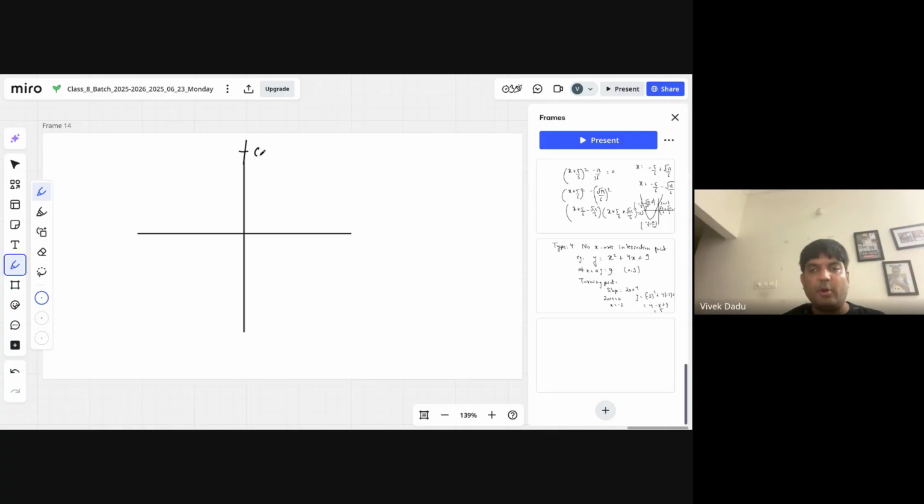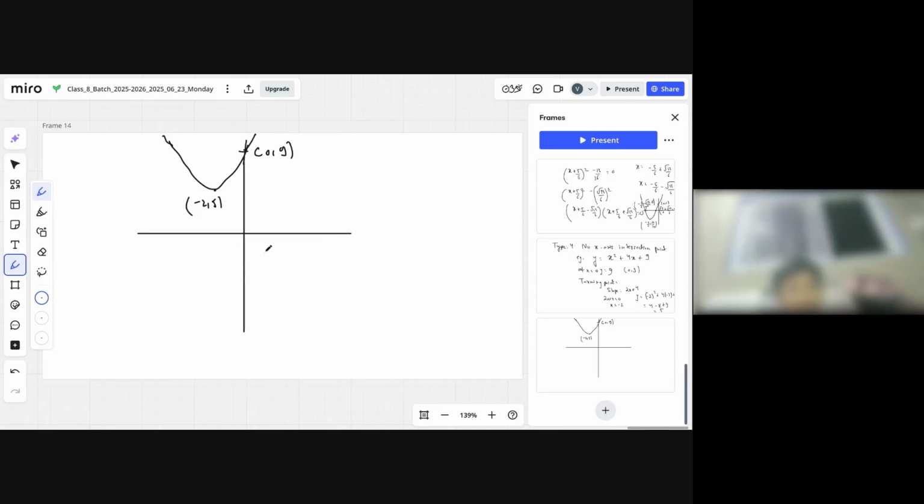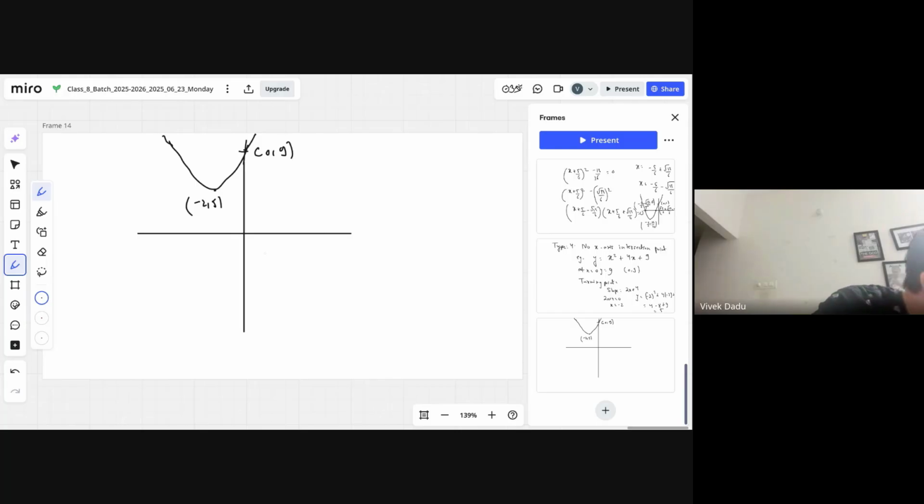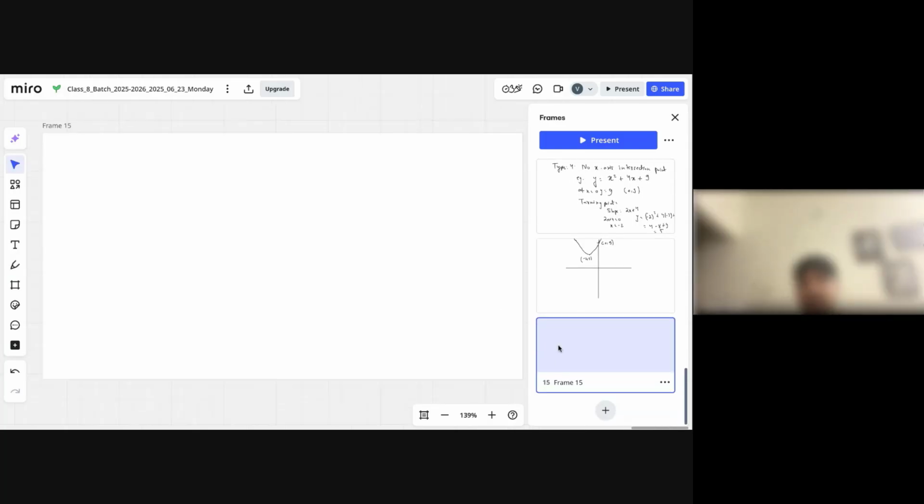Look at it. If you plot this properly, you will yourself realize that this is the turning point, that's the y point. So will it intersect the x-axis? No, sir. So then do you need to do anything else? No, sir.